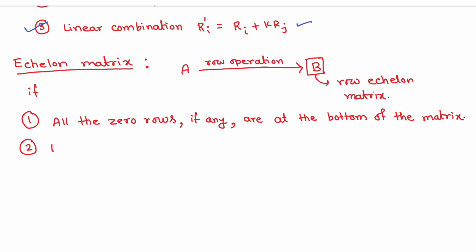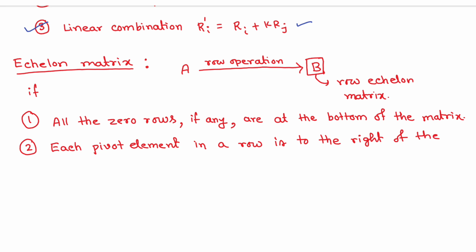each pivot element. And now the question is, what is a pivot element? Let me explain it. So first of all, let me write this statement. Each pivot element in a row is to the right of the pivot element in the preceding row.